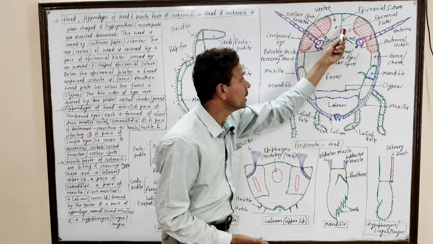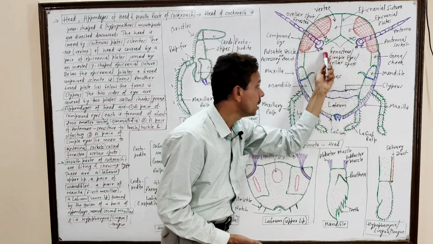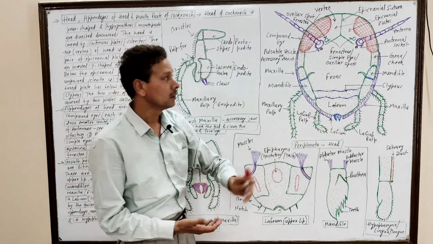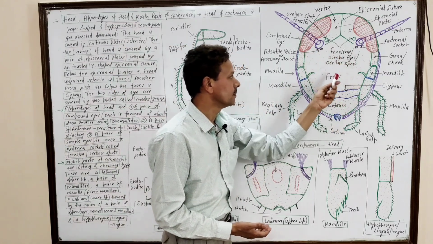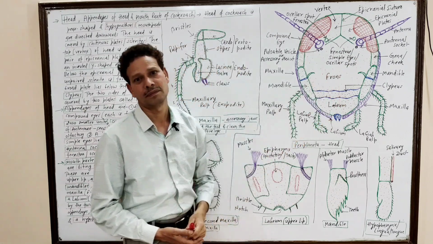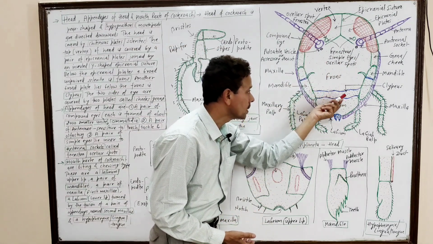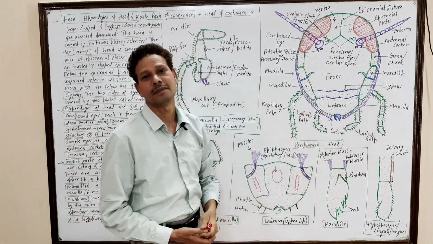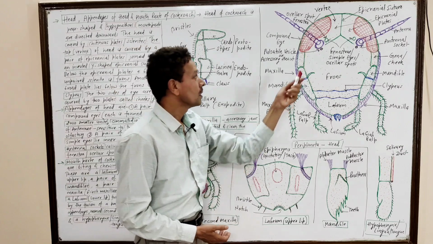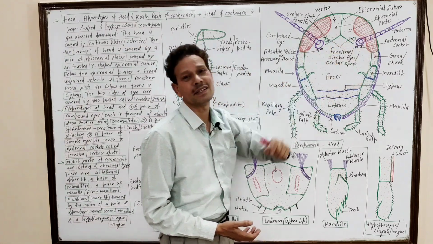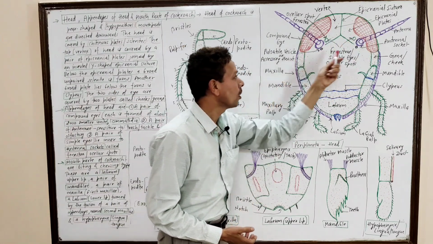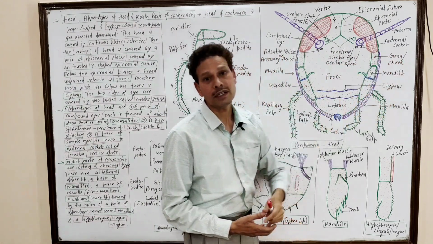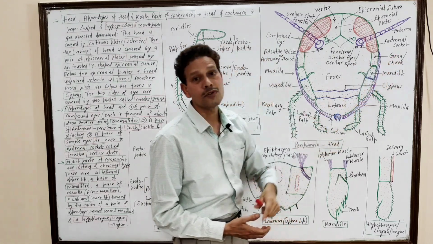Just below these epicranial plates, this large, broad, unpaired sclerite is the frons. Below this frons, another chitinous plate is the clypeus. And note down, just behind both eyes, a pair of sclerites, these plates are cheeks or genae.